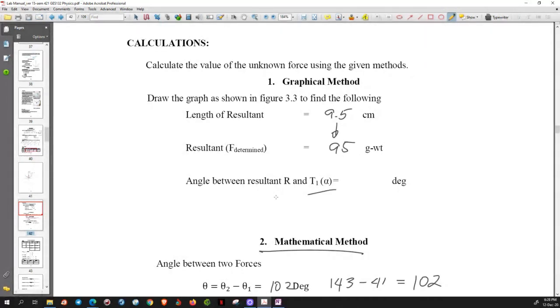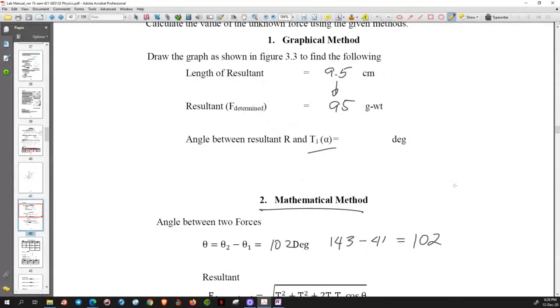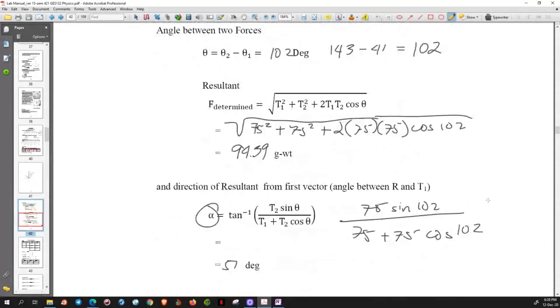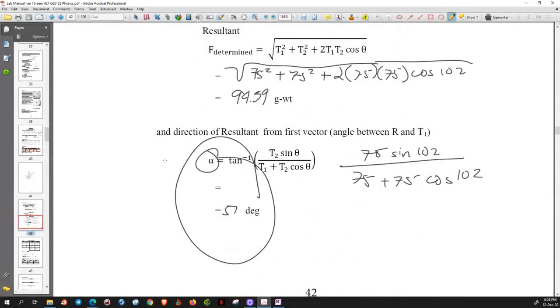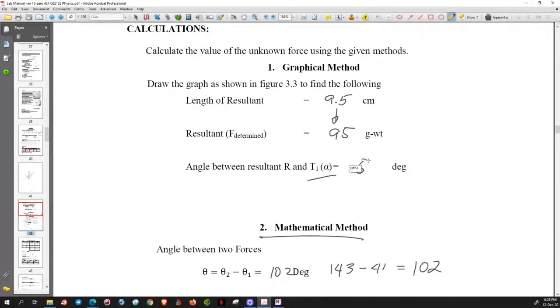Finally, what's the angle alpha? The slow method is to measure the angle from T1 up to R, that's the angle alpha, and you measure it using the degree scale. The fast method, which is helpful in the exam: you already have alpha. How? This is your alpha, remember? 51 degrees from the mathematical method. It's the same angle we are talking about, so just write there 51 degrees, and you are done. Well, at least for the calculations.